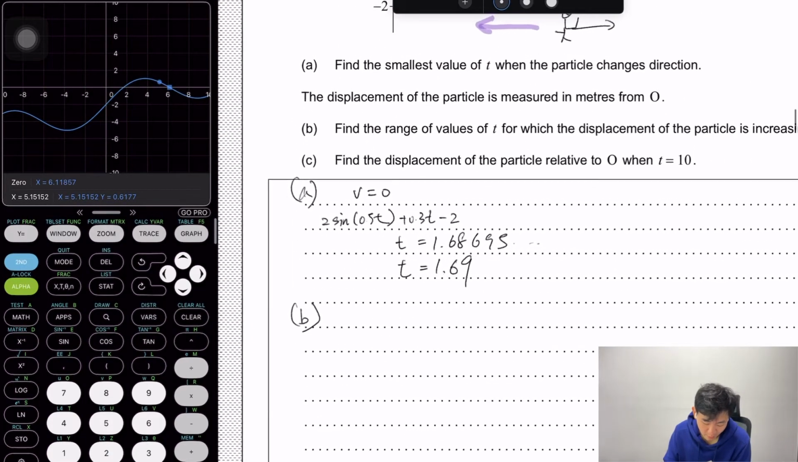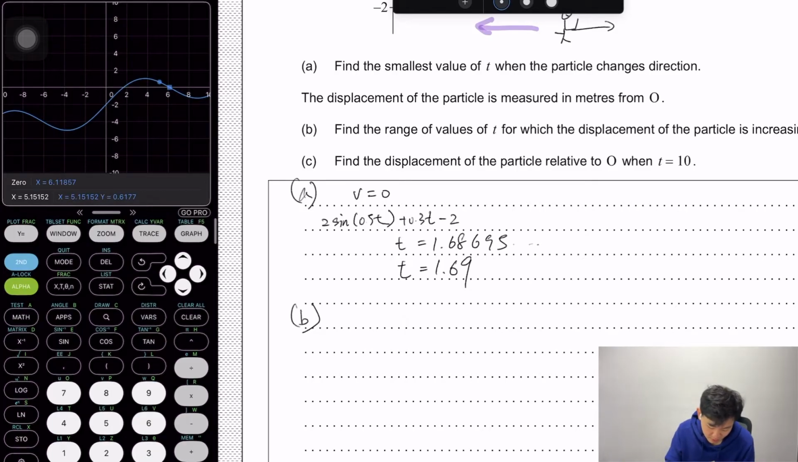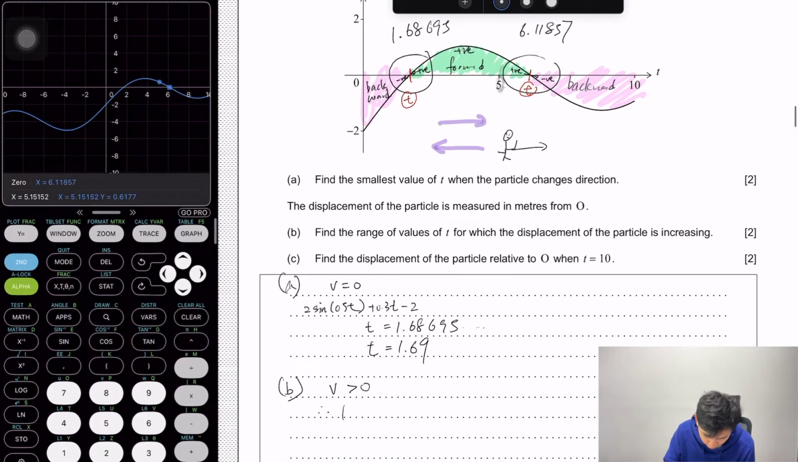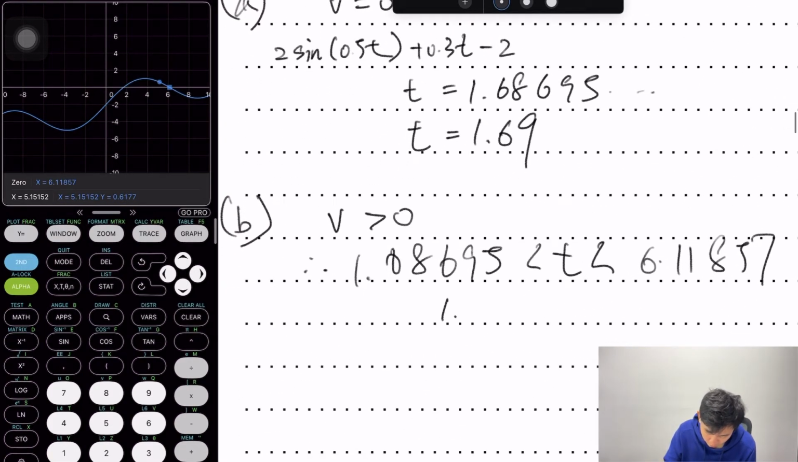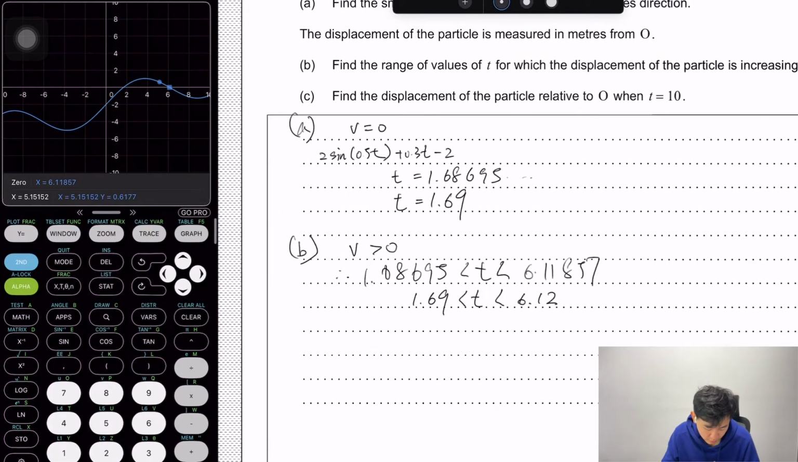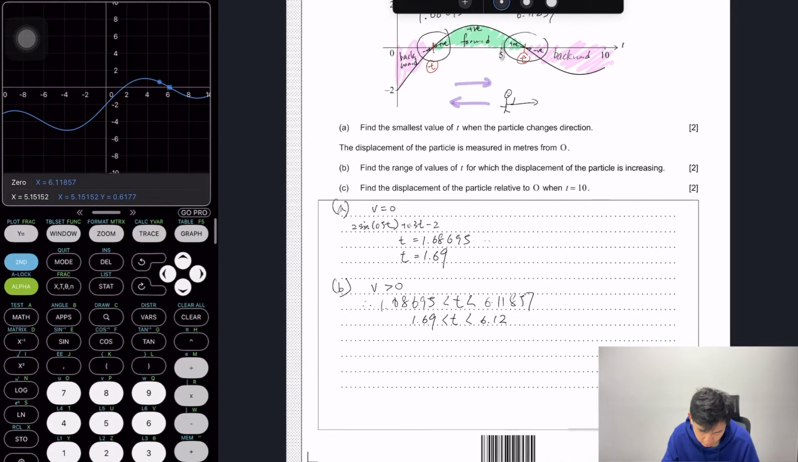So now we just have to find the range of t, right? So that means, therefore, for v to be above the zero, t is 1.68695 less than t less than 6.11857. Which is 1.69 less than t less than 6.12. Again, to three significant figures. Okay, so that's pretty straightforward. Nothing else besides the 2 points.